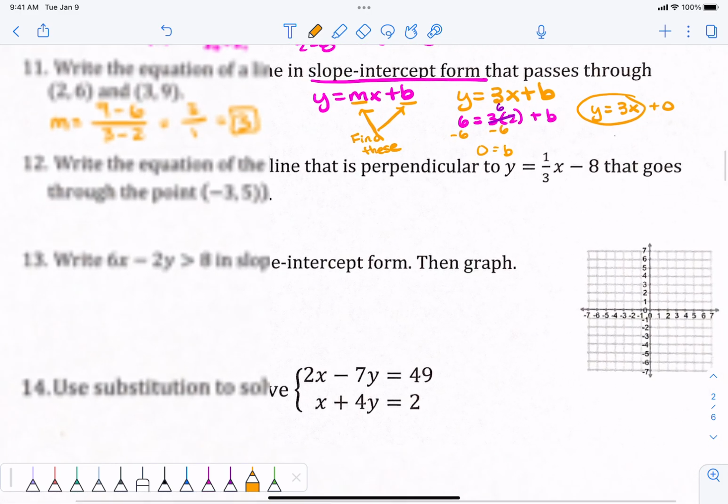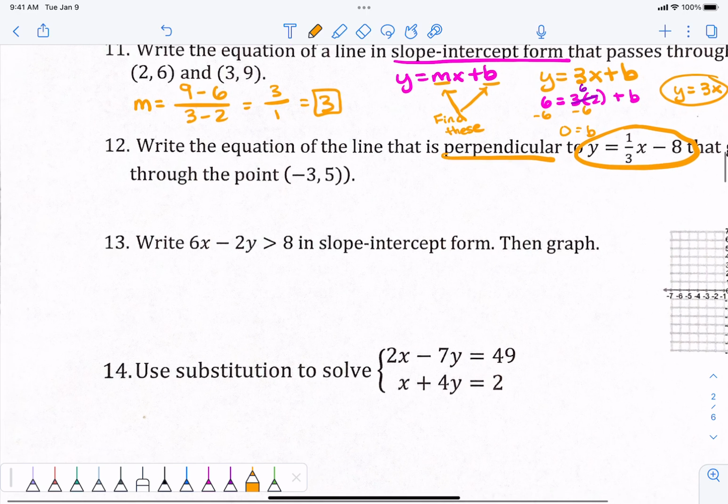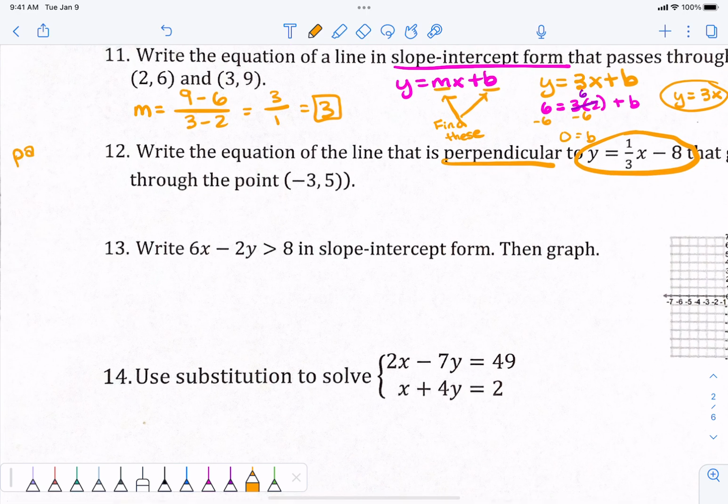Write the equation of the line that is perpendicular to this line. Circle that line so we know which one we're doing. Let's talk about the difference between perpendicular and parallel. On the test, I might ask you for parallel, but it's the same amount of work. So we have parallel and we have perpendicular.